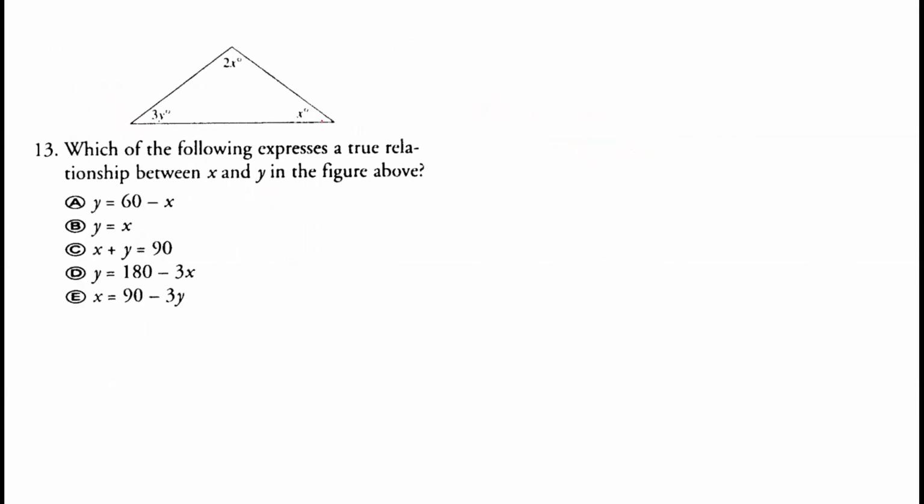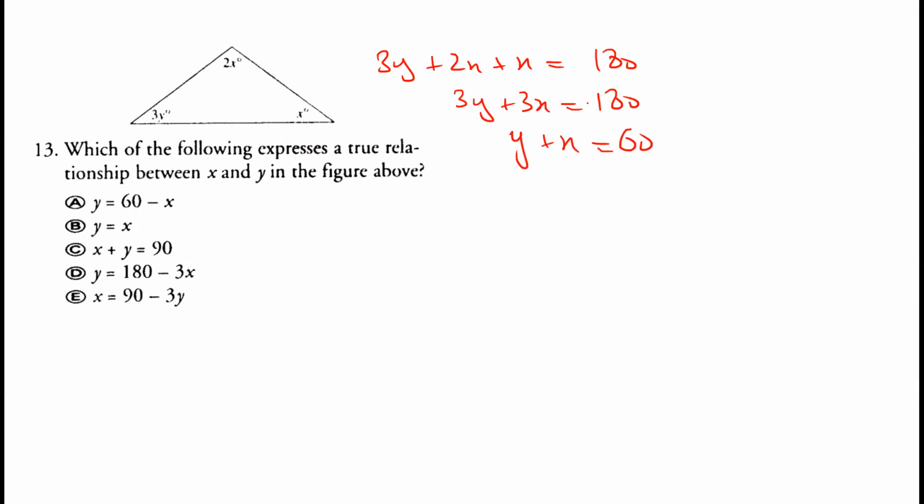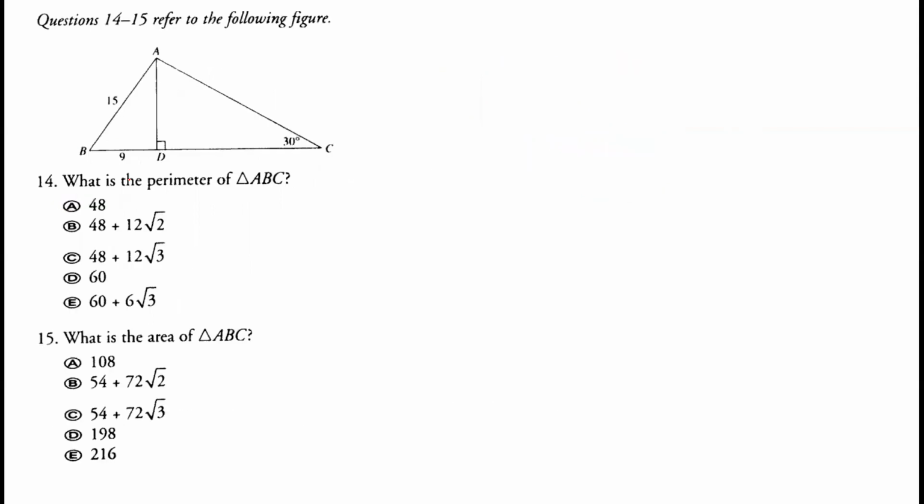Now, which of the following expresses a true relationship between X and Y in the following figure? So we know that 3Y plus 2X plus X should be equal to 180, or 3Y plus 3X should be 180. So if we divide this whole side by 3, Y plus X equals 60. Or we can say Y equals 60 minus X. Hence option A is correct.